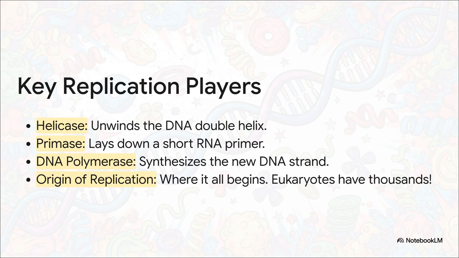Next up, replication, making a copy of the entire genome. Think of it like a highly efficient construction crew. First, you've got helicase. This is the demolition expert, the one that unzips the double helix. Then comes primase, the foreman, who lays down a little RNA primer, kind of like marking the spot to start building. And then the main worker, DNA polymerase, comes in and just starts laying down the new bricks, synthesizing the new DNA strand. And this isn't happening at just one spot. It starts at thousands of places called origins of replication. That's the secret to how our cells copy all that DNA so incredibly fast.